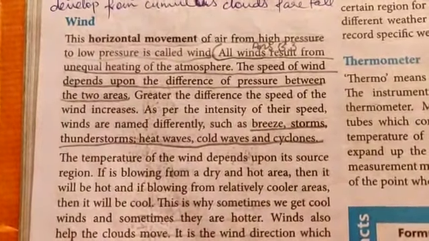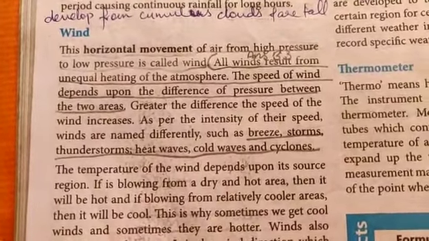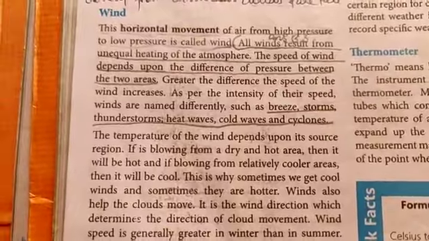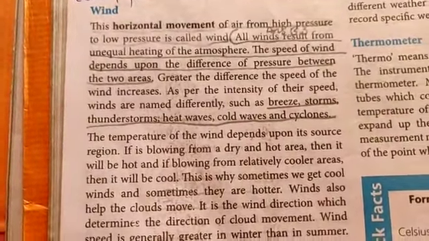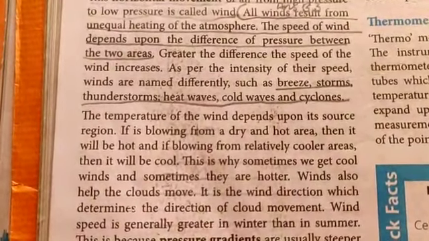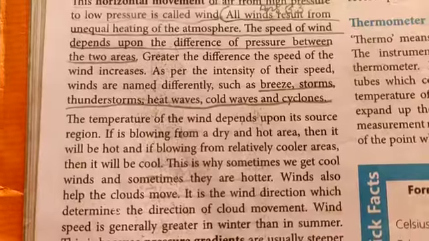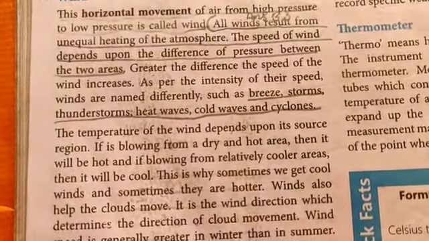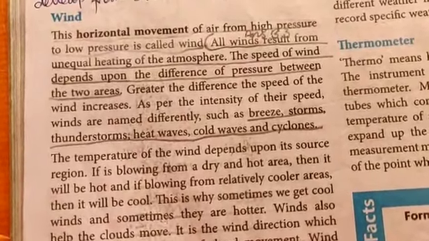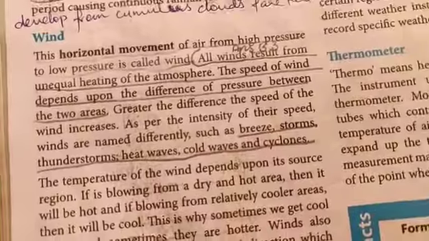The wind, underline please, is the horizontal movement of air from high pressure to low pressure, underline. All winds result from unequal heating of the atmosphere. At some places it is extremely cold, somewhere it is moderate, somewhere it is very hot. The speed of wind depends upon the difference of pressure between the two areas, whether high pressure or low pressure. Now understand one thing, underline all that. The greater the difference, the more the speed of the wind increases. Which difference are we talking about here? The difference of pressure between two areas.